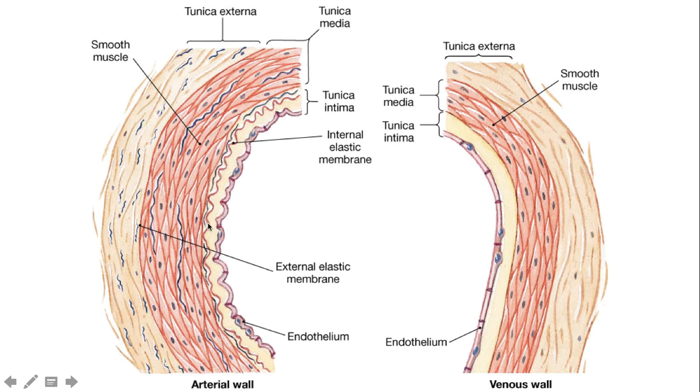So here we can see a very prominent tunica media, predominantly smooth muscle, followed by a relatively thinner tunica externa. And so the relative thickness of the tunica externa versus the tunica media is a good characteristic to use, as well as, as we'll see, some of the characteristics related to the lumen.